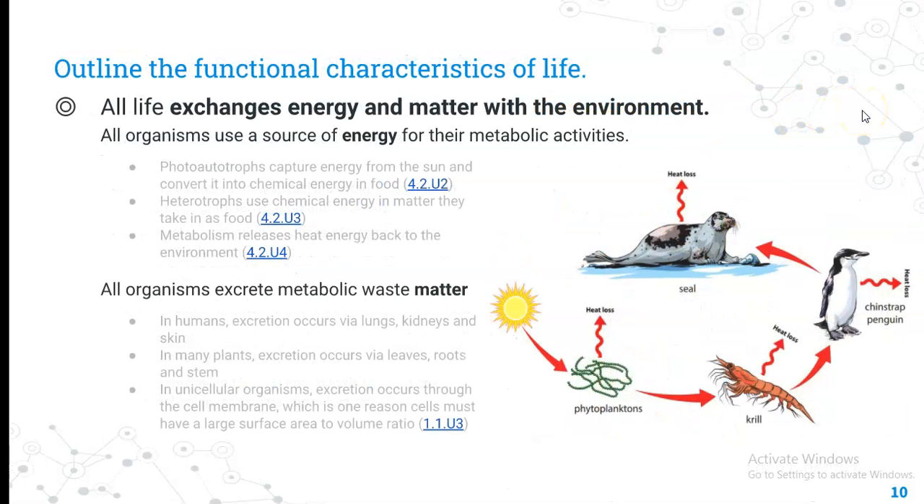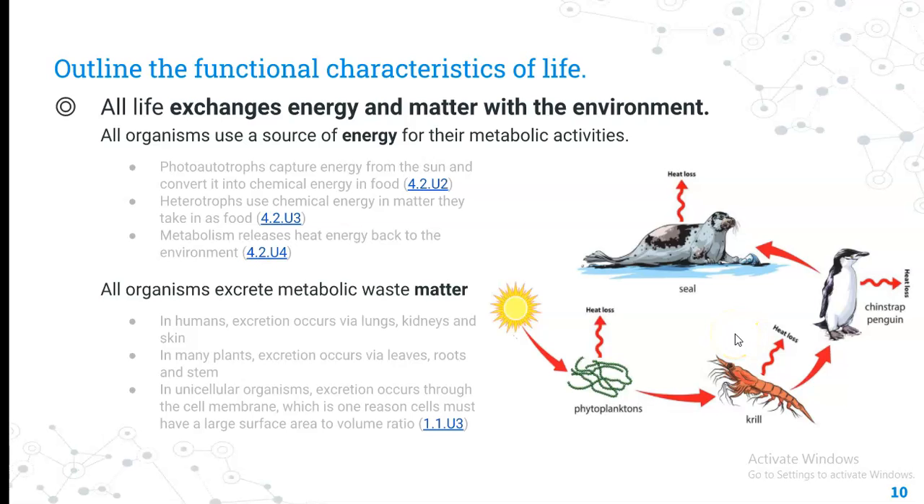The seventh characteristic of life is that all life exchanges energy and matter with the environment. All organisms use a source of energy for their metabolic activities. Almost all life on Earth uses the sun's energy in some direct or indirect way. Plants directly. Also, any sort of autotroph, which does photosynthesis, will directly take the sun's energy and create food with it out of molecules in the atmosphere, like carbon dioxide.